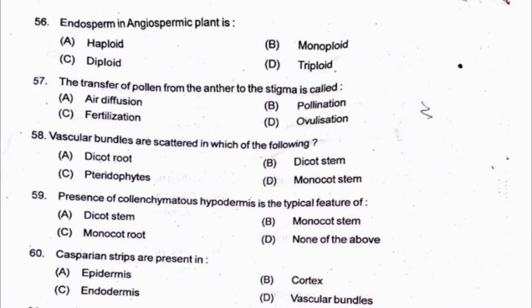So, Casparian strip is a band of cell wall material deposited on the radial and transverse wall of the endodermis and is chemically different from the rest of the cell wall. So, the correct answer is option C, endodermis.